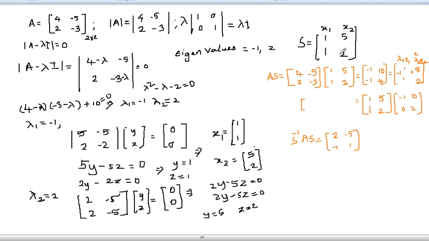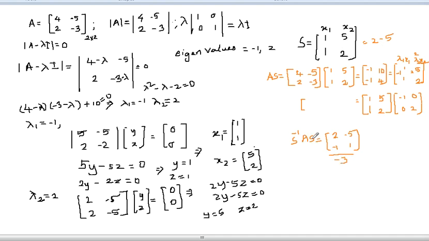And the value of this determinant is 2 minus 5, so 1 into 2 minus 5 into 1, so divided by minus 3. So this is our S inverse.